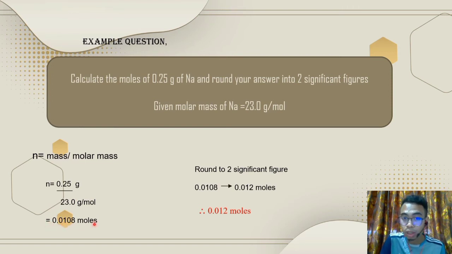After we divide it, we get 0.0108 moles. That's not the final answer yet, because the question wants us to round the answer to two significant figures. So we round 0.0108 to two significant figures and we get 0.011 moles. The final answer is 0.011 moles. That's all from me, so we proceed to the next member.